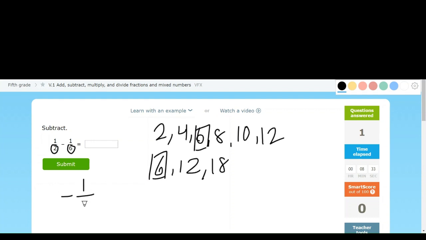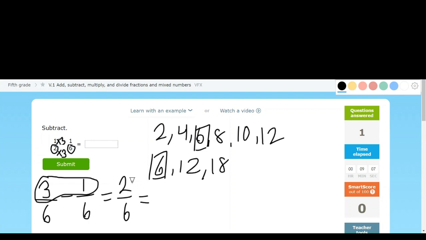We're going to keep 1/6 the same because it already has a denominator of 6. How do we get from 2 to 6? Well, if we multiply by 3, we get 6. But you must remember, whatever we do to the bottom, we must also do to the top. 1 times 3 gets me 3. So the process is very similar, except we're subtracting the numerators once we get the denominators the same. 3 minus 1 is 2. And then we keep the 6 in the denominator.